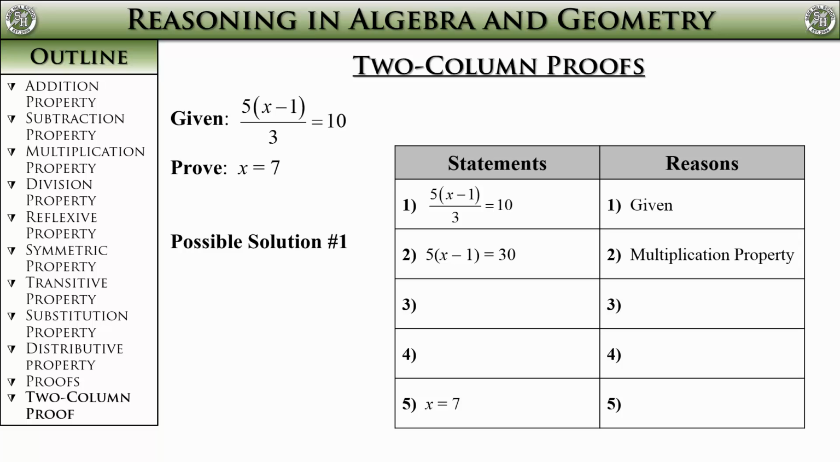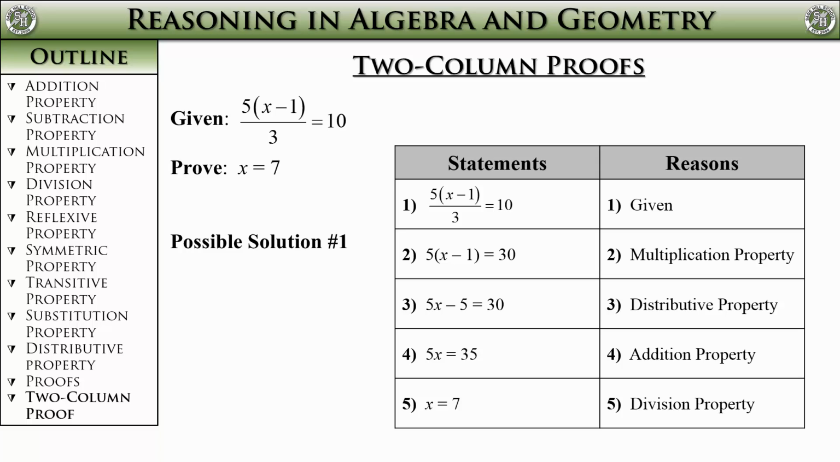Most students will distribute here. If we do that, we end up with 5x minus 5 equals 30. The reason we are allowed to do that is the distributive property. Most students will add 5 to both sides, so that's what I will do. The result of that is 5x equals 35. The reason I can add 5 to both sides of an equation is the addition property. We finally get to the proof, but how did I get from 5x equals 35 to x equals 7? I divided both sides by 5. What says I'm allowed to do that? The division property, and we are done.